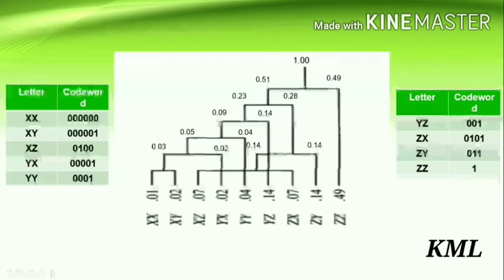So we combine 0.09 and 0.14. Okay. So we have 0.23. Okay. So here the answer is 0.23, but we have two lesser probabilities, 0.14 and 0.14. So we combine them together. So we get 0.28. Okay. Next we are remaining with 0.23, 0.28 and 0.49.